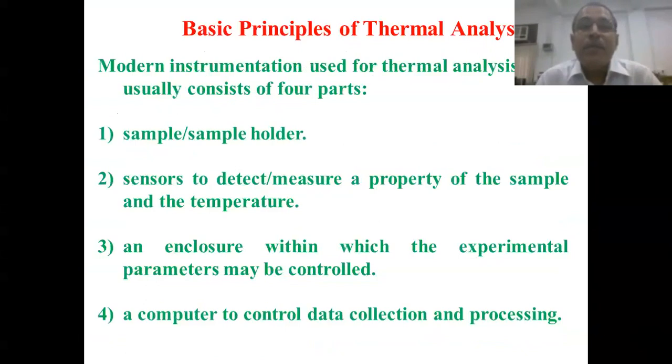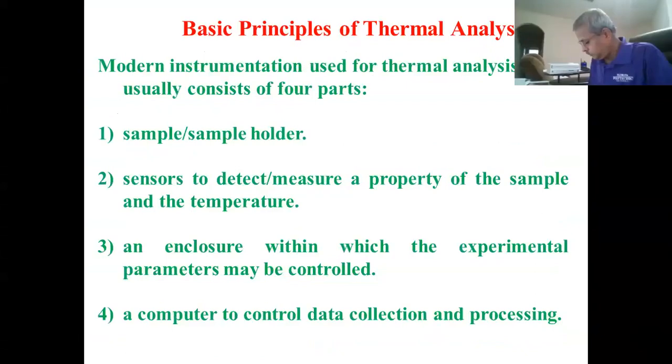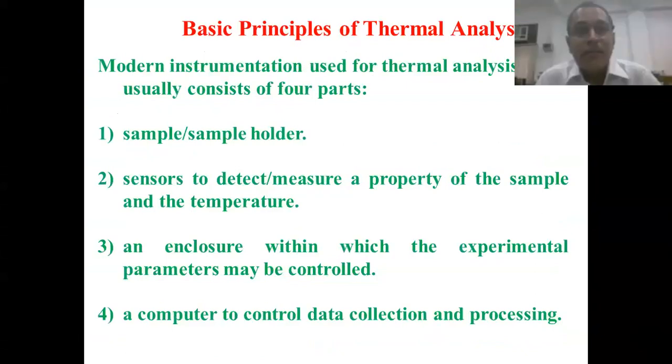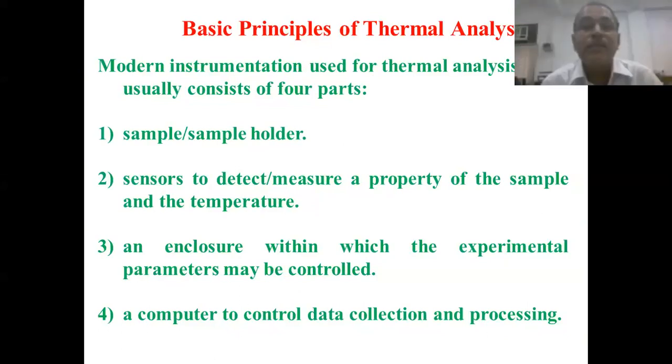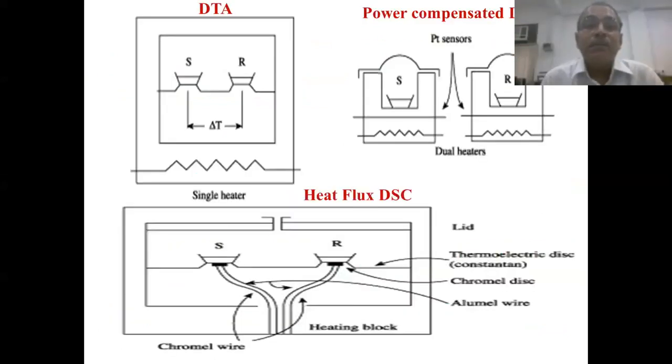Basic components of thermal analysis are a sample holder, sensors to detect and measure the property of the sample and temperature, and an enclosure within which the experimental parameters may be controlled. Then you need a computer control system to acquire the data and for further processing. These are the basic principles of the three different kinds of thermal systems.